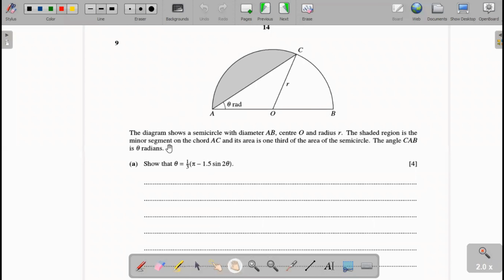Question 9. The diagram shows the semicircle with the diameter AB with center O and radius r. The shaded region is the minor segment on the chord AC, and its area is one-third of the semicircle. The angle CAB is theta radians. Show that theta equals 1 over 3 pi minus 1.5 sin 2 theta.